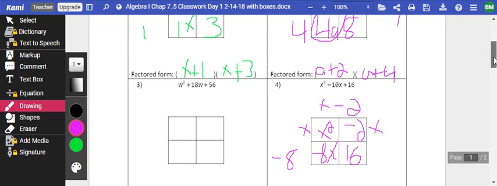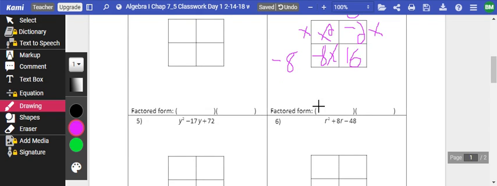So there we go with it. Remember to put it in the factored form down here. We want x minus 8 and x minus 2.